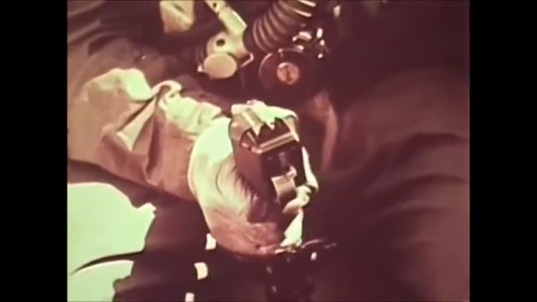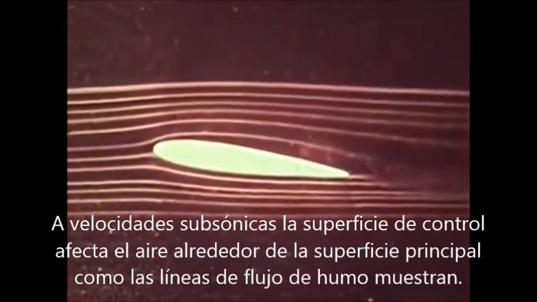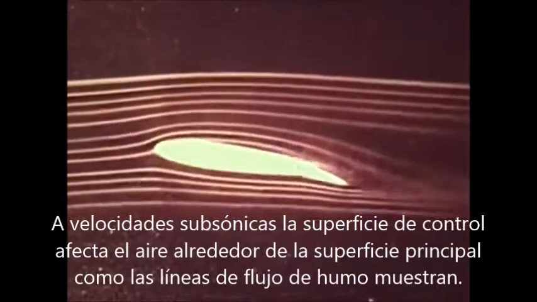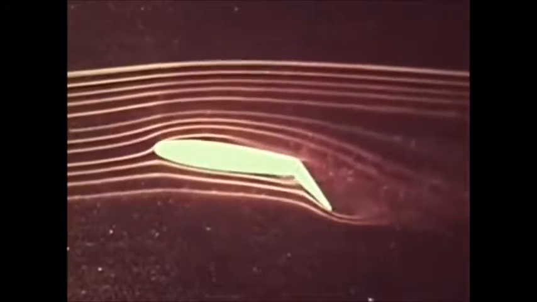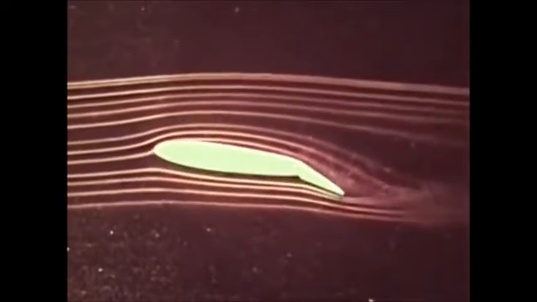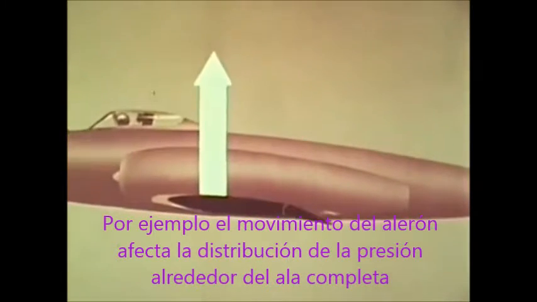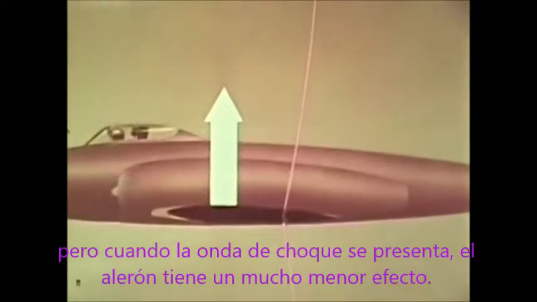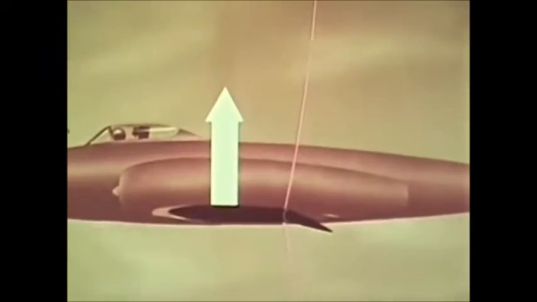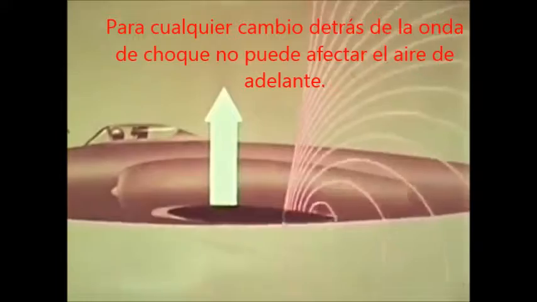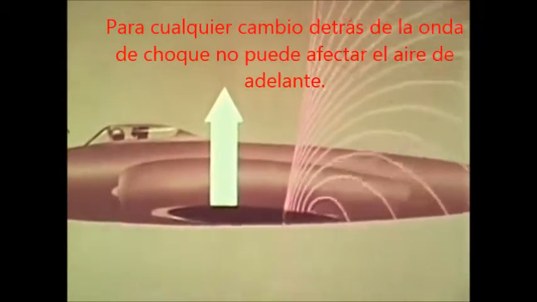Finally, the controls may lose their effectiveness. There are two main reasons for this. At subsonic speeds, a control surface affects the air all around the main surface, as the smoke streamlines show. For instance, moving an aileron affects the pressure distribution around the whole wing. But when a shock wave is present, the aileron has a much smaller effect. For any changes behind the shock wave can't affect the air ahead.